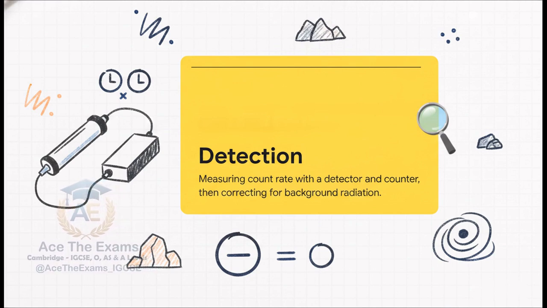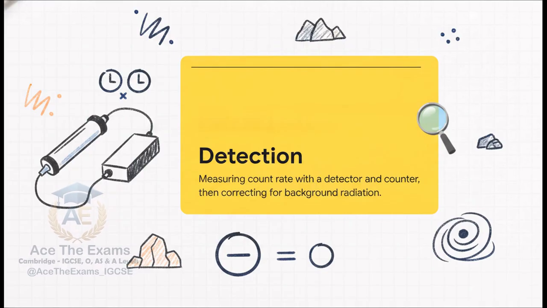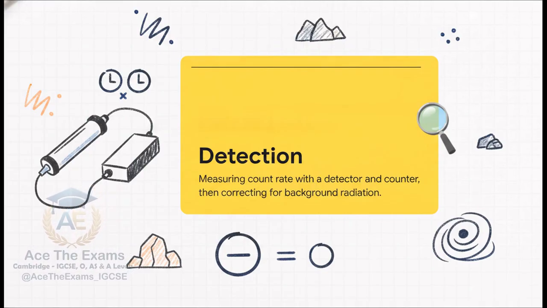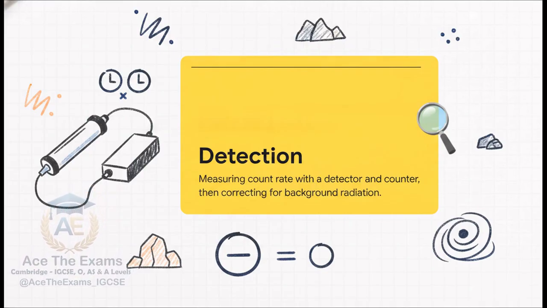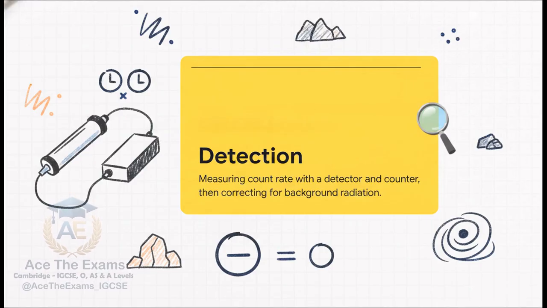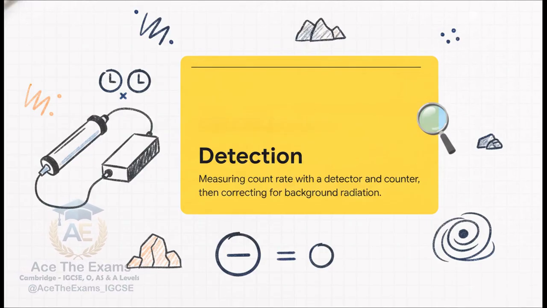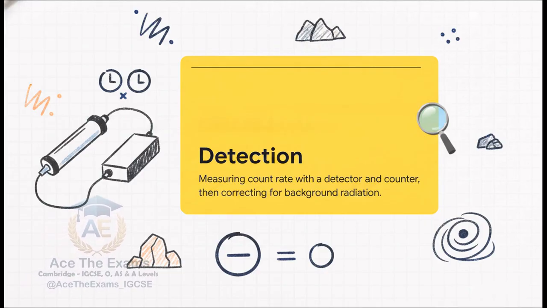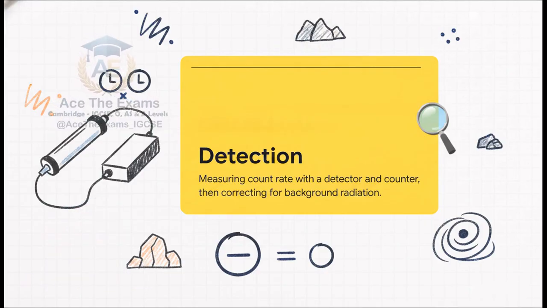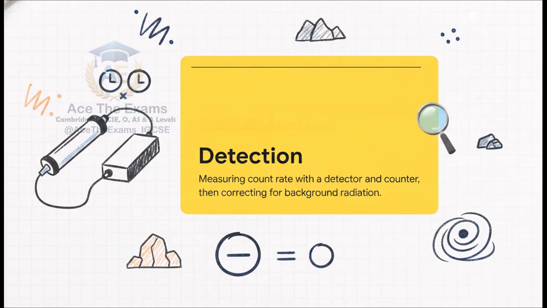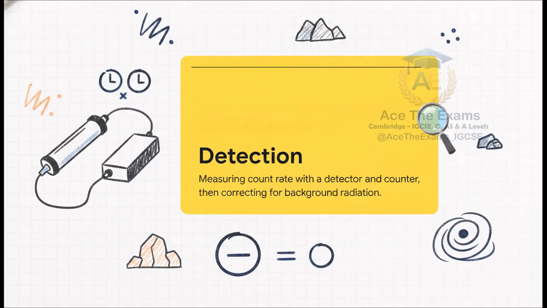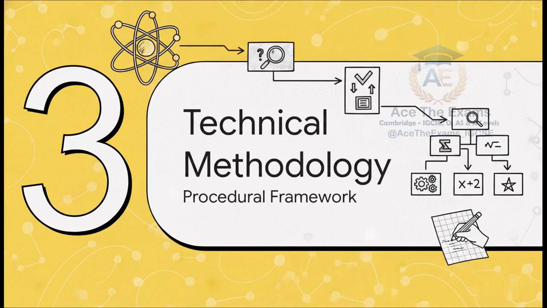Think about it. If you are trying to measure the radioactivity of a specific sample in the lab, your Geiger-Müller tube is also picking up the radon gas in the room, the cosmic rays from space, and the rocks in the walls. Therefore, to find the true, actual count rate of your specific sample, you must first measure the background count rate without the sample present. Then, you mathematically subtract that background count from your total count. If you forget to mention this specific subtraction step in a methodology question, you lose the marks. Period.